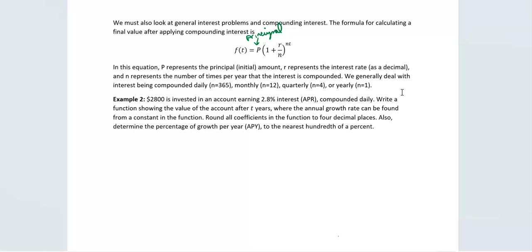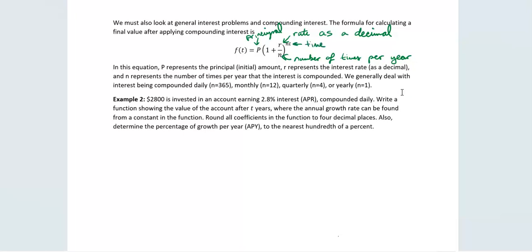That's your initial amount of money. That's all that means. R is your rate as a decimal, not a percentage. Just like on the last problem, we're going to change it into a decimal whenever we actually plug in numbers. N is the number of times per year. And T, that little letter right there, is the time.